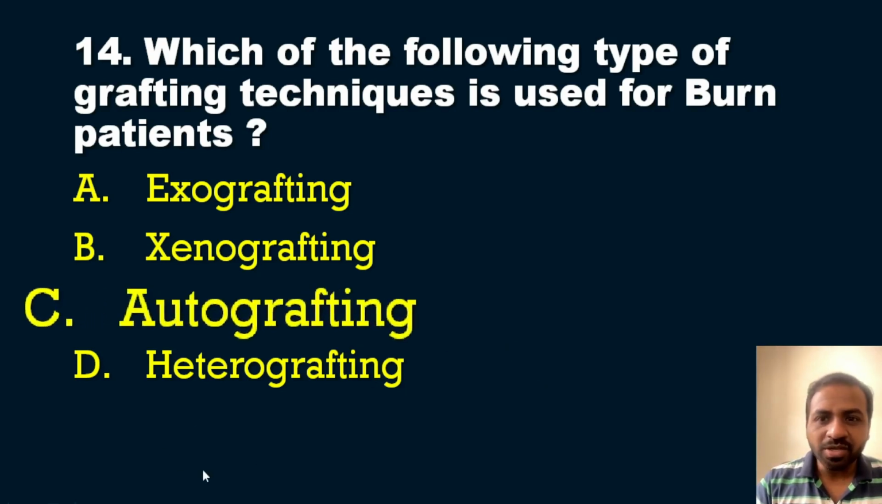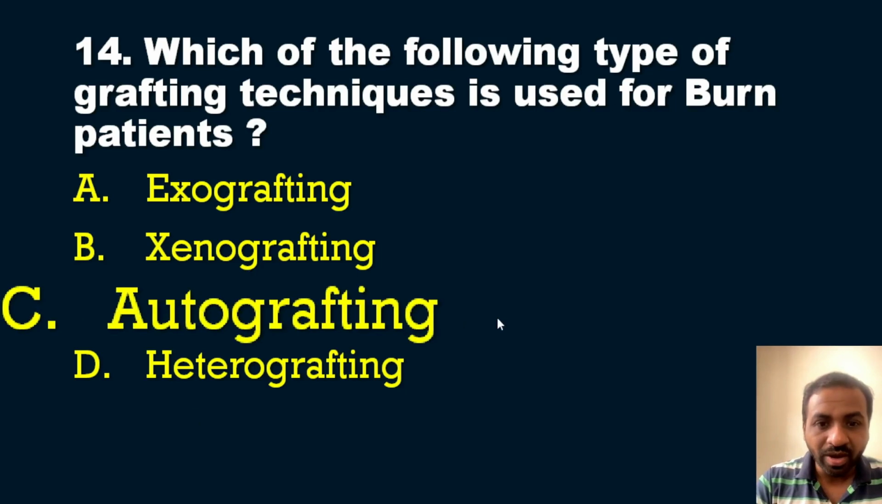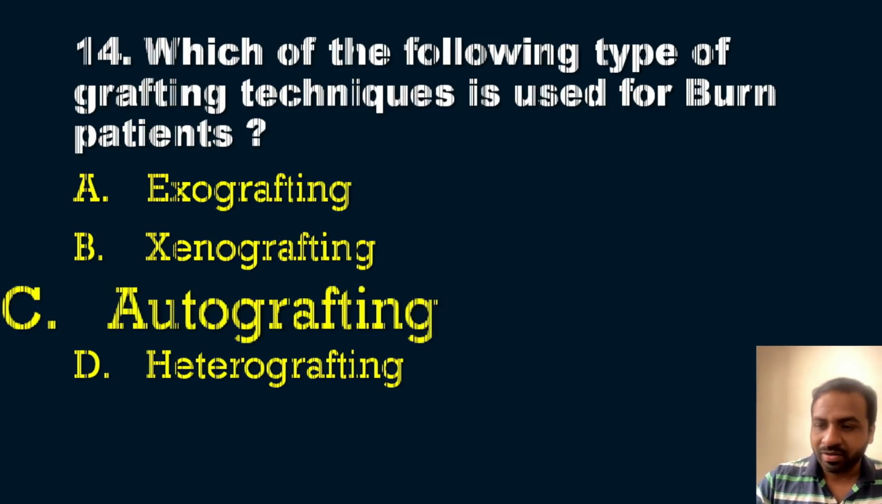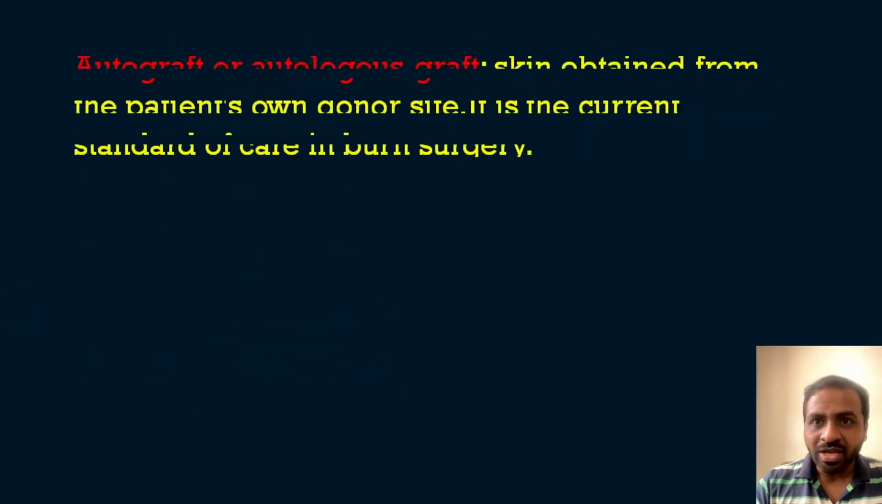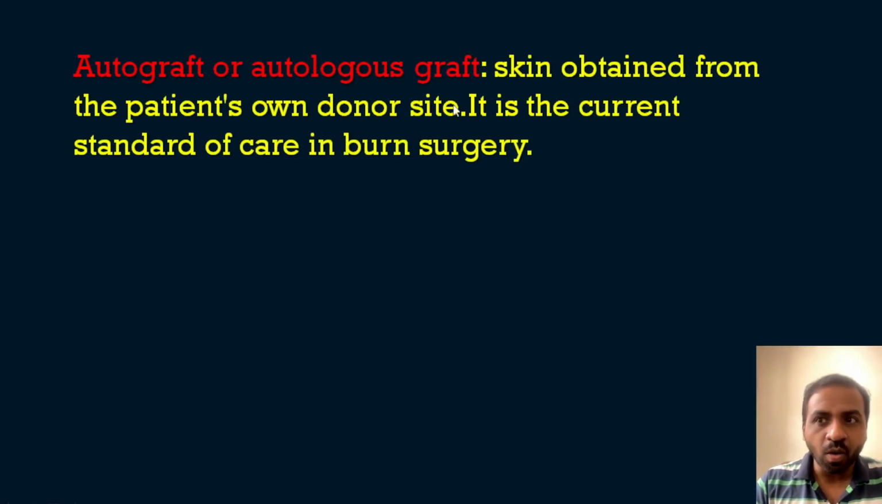So the answer is option C, that is autografting. Why autografting? So what is autografting? That we will see in the explanation for this question. So first of all, what is an autograft, or the autologous graft?